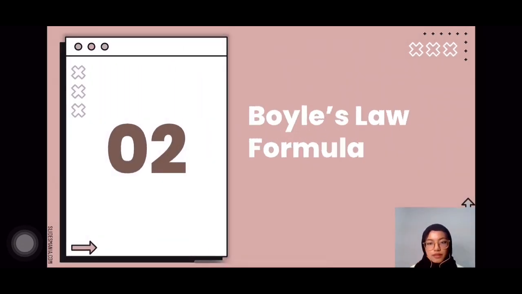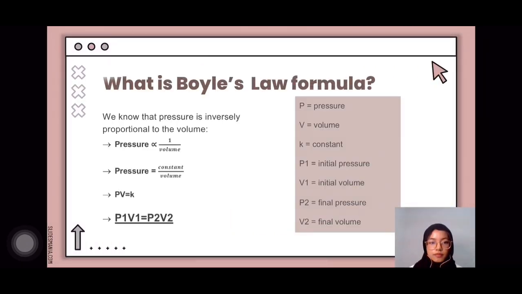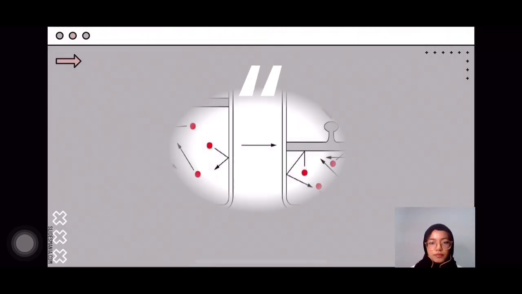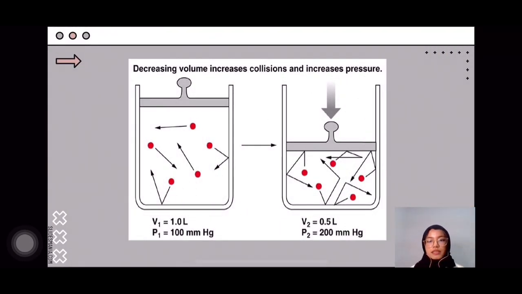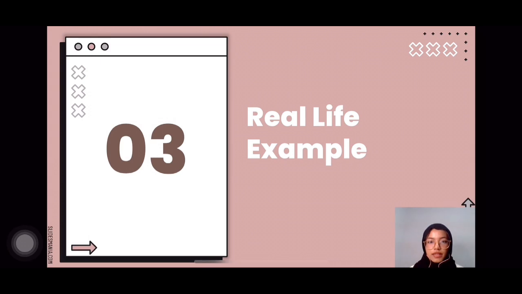Second is Boyle's law formula. We know that the pressure is inversely proportional to the volume. This is how we write Boyle's law formula. This is an example of Boyle's law. So number 3 is a real life example of Boyle's law.